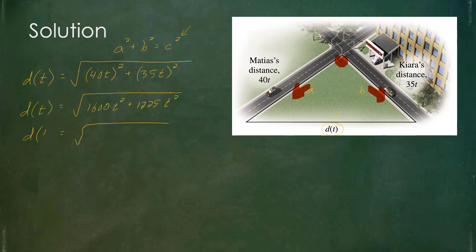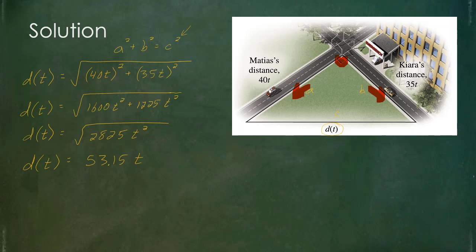Still is the function d of t. And if I add those two numbers together, I end up getting 2825 t squared, which I then could maybe simplify that number on the inside and maybe just round it a little bit, which turns into about 53.15, and the square root of t squared should give me t.